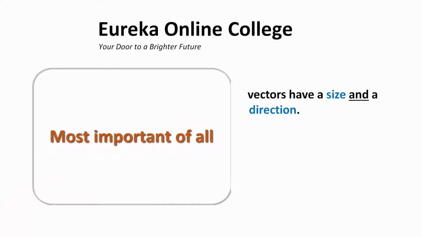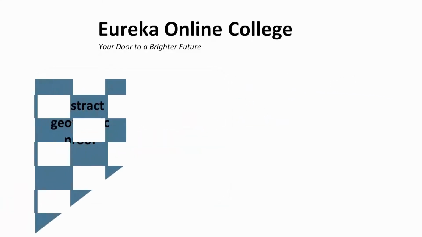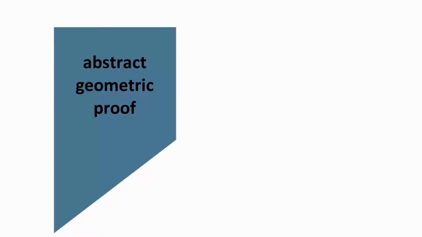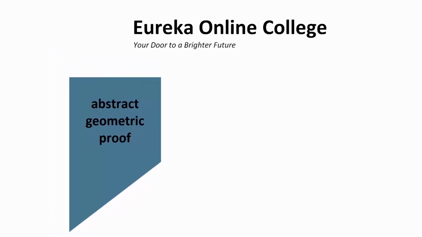Now, when students first meet vectors, it will probably be in the context of abstract geometric proof. As a result of this, it's natural for teachers to use many visual tools to help learners develop a rich mental picture of the way vectors can be manipulated.